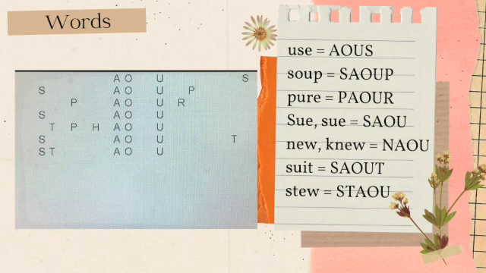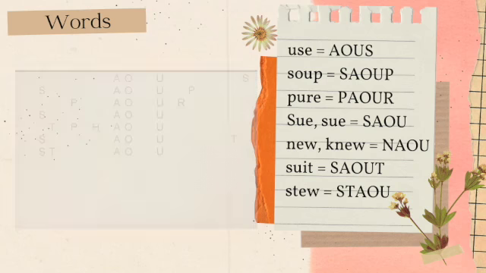So we have use, that's long U, final S; soup, initial S, long U, final P; pure, initial P, long U, final R; sue, initial S, long U; new, initial N, long U; suit, initial S, long U, final T; and we have stew, initial ST, long U.